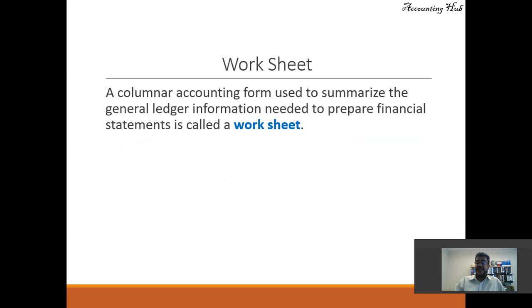And what is this worksheet? A columnar accounting form used to summarize the general ledger information needed to prepare financial statements. So, columns. If we are talking about columns, nothing better than Microsoft Excel or similar software to work with that. And we will be working with Microsoft Excel. And remember, all our Excel files are free, and the link to download them is in our video description.